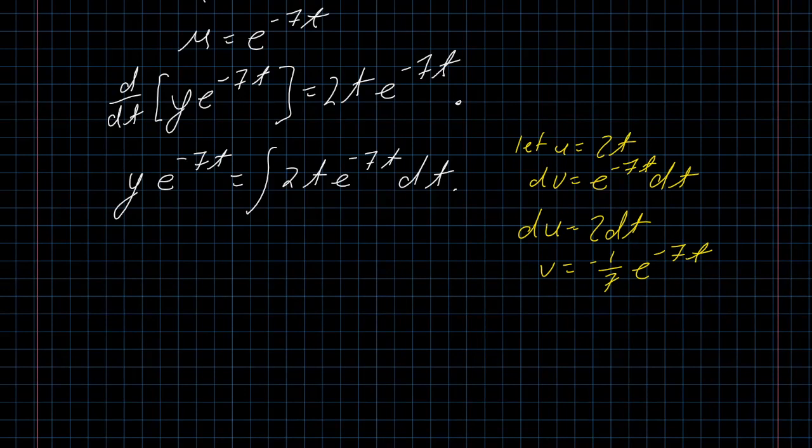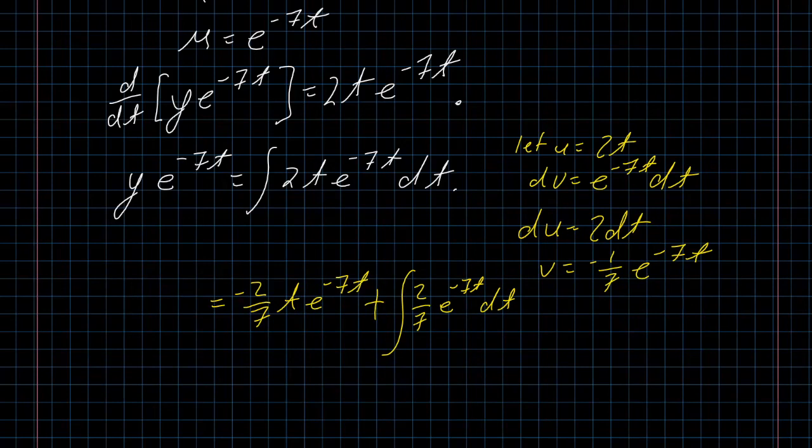Right, so we'll pick u equal to the polynomial factor 2t and dv equal to the rest of it, e to the minus 7t dt. Differentiate u to get that du is 2 dt. Integrate dv to get that v is negative 1/7 e to the minus 7t. And then this thing is going to turn into u times v, which is negative 2/7 t e to the minus 7t, minus the integral of v du. Well, there's a minus there already, so that's going to be plus 2/7 e to the minus 7t dt.